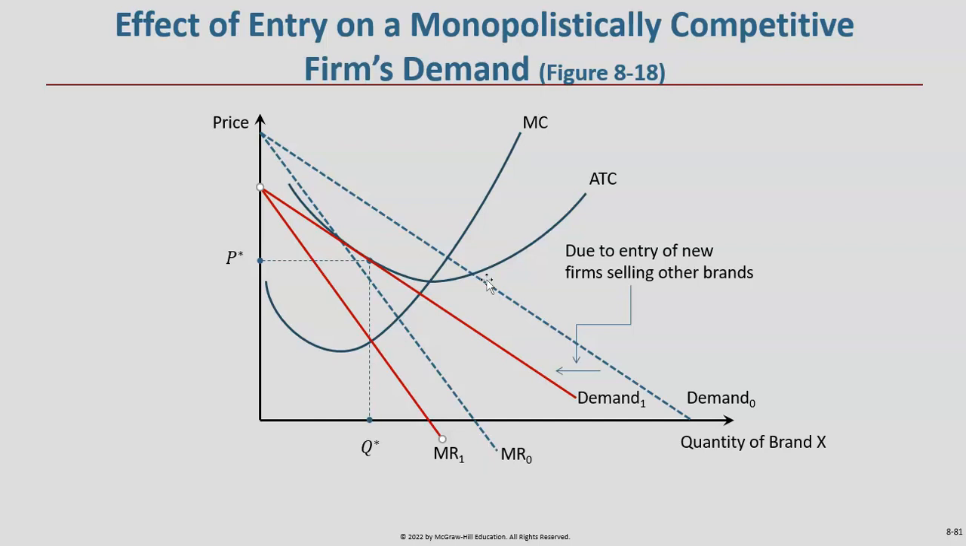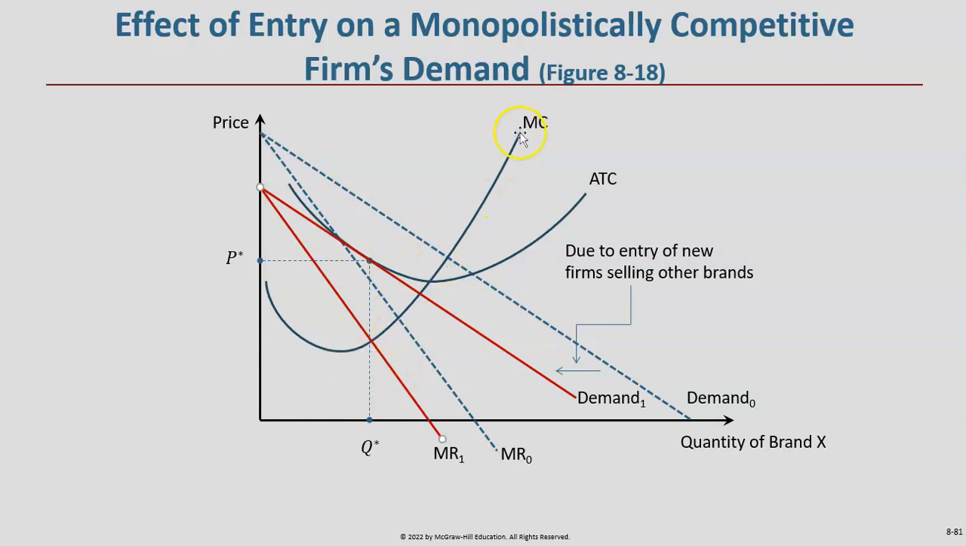Firms will enter and the per firm demand curve for the monopolistically competitive firm gets smaller and smaller. So you've got a market demand curve that's equal to X and the number of firms is equal to N. And so the per firm demand curve would be X divided by N. So it gets smaller and smaller as the number of firms increases until we get what's called the tangency solution, until the demand curve is just tangent to the average total cost curve.